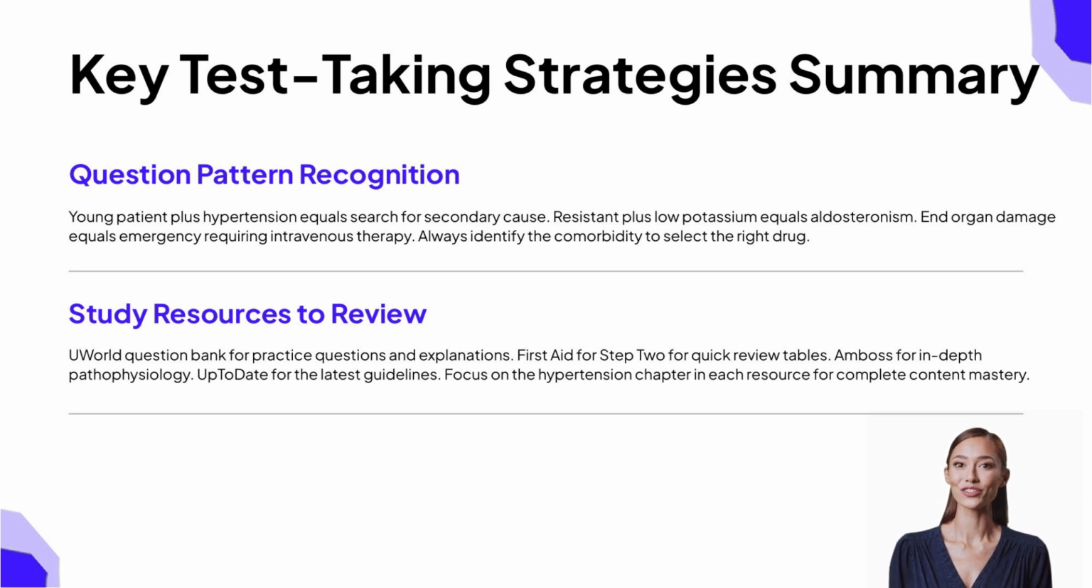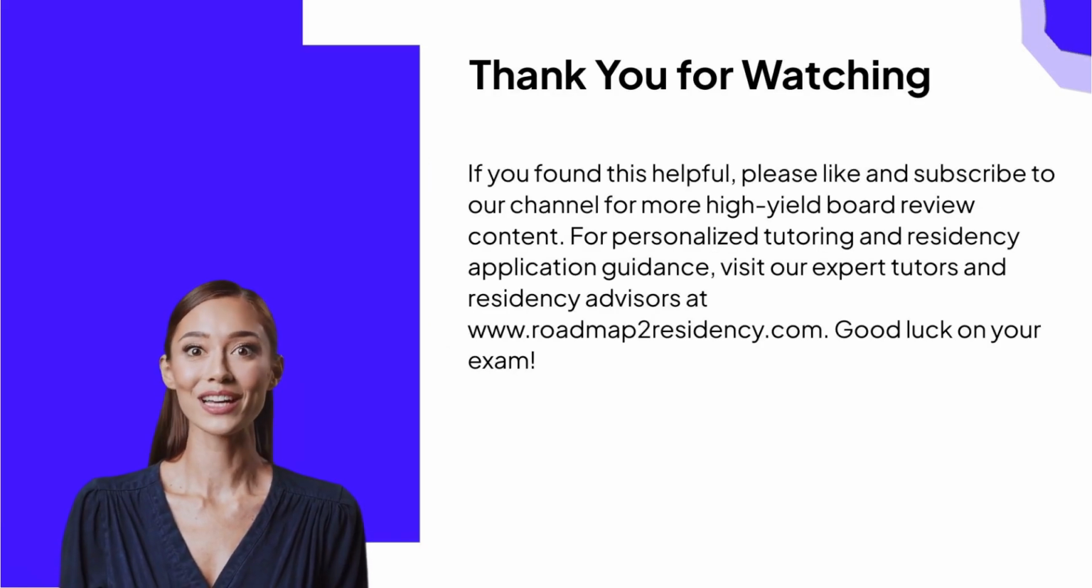For your study resources, use UWorld Question Bank for practice questions and detailed explanations. First Aid for Step 2 has excellent quick review tables. AMBOSS provides in-depth pathophysiology if you need to strengthen your foundation. And UpToDate has the latest guidelines. Focus on the hypertension chapter in each resource for complete content mastery. That wraps up our hypertension management video.